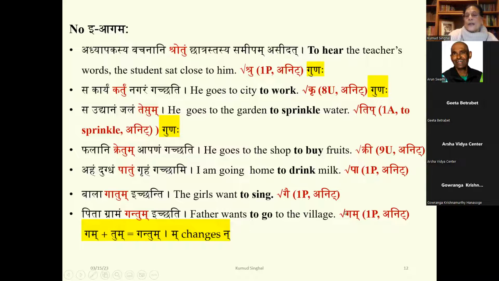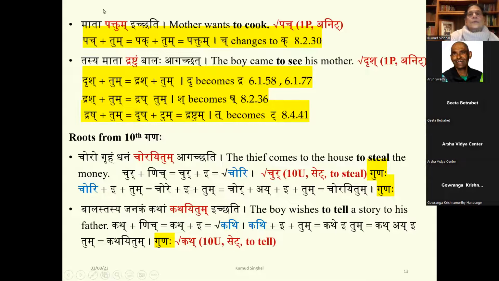Now, for the root gam, again, this is irregular. The m of gam changes into n. So it's not gamtum, it is gantum. So pita gramam gantum ichhati. Father wants to go to the village. There are a number of these irregular roots. I've just given you two of them. Oh no, I've given some more here. All right.